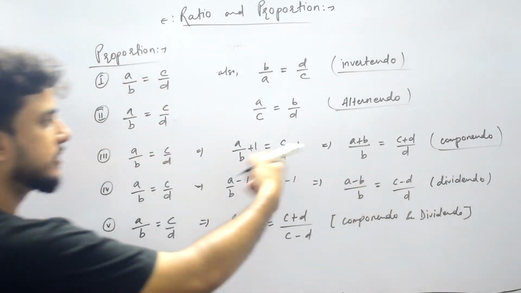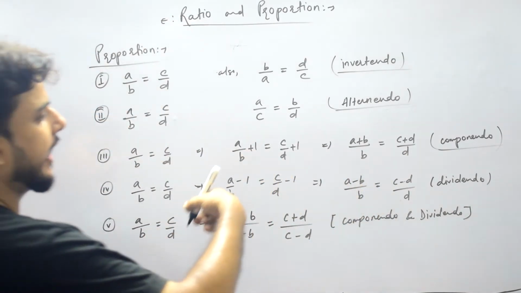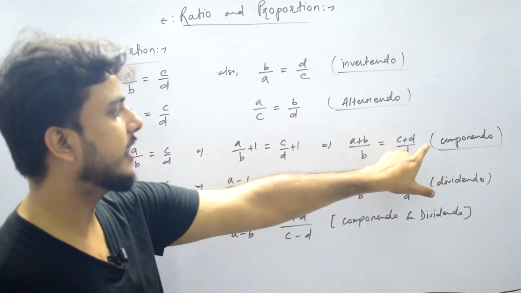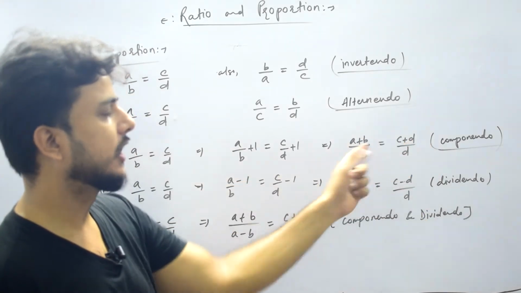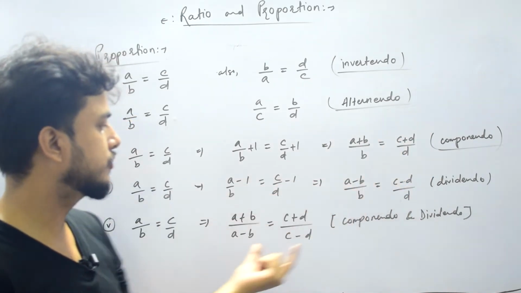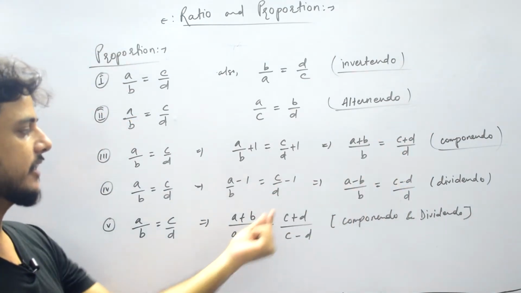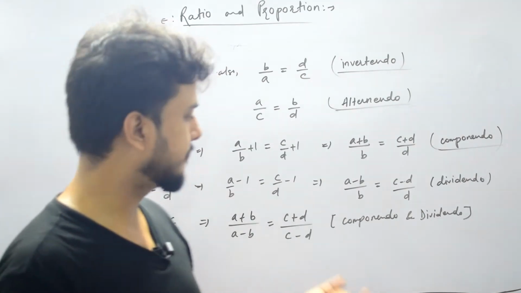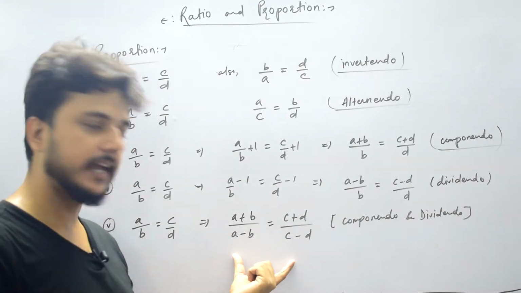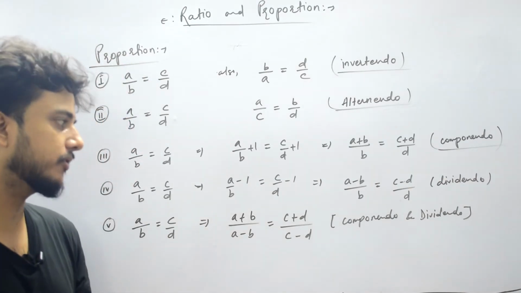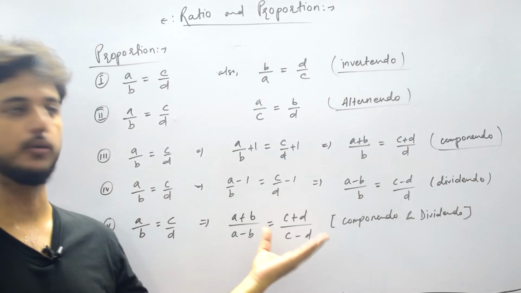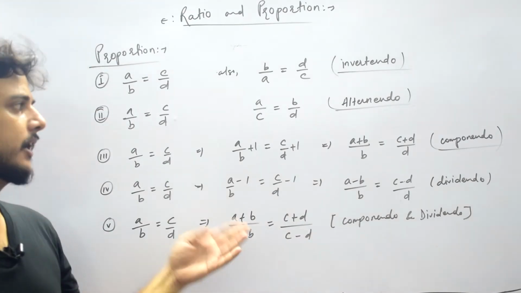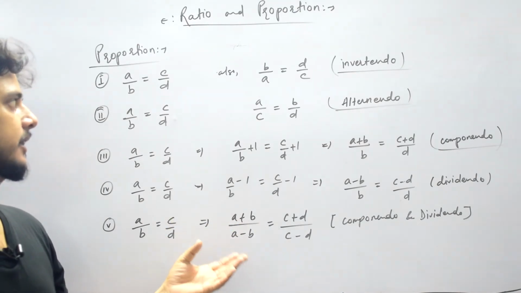Componendo is when we add 1, and dividendo is when we subtract 1, and if we use both, that means we are dividing these two. First we added 1, we subtracted 1, then we divided these two, and we get this result: a plus b by a minus b is equal to c plus d by c minus d. This is the most important topic in this exercise, because in most of the questions we have to use componendo and dividendo both. Understood? So copy it, and then we'll see some more results based on this proportion.